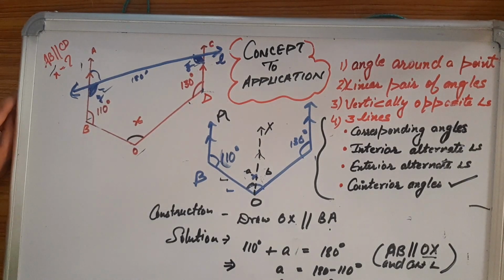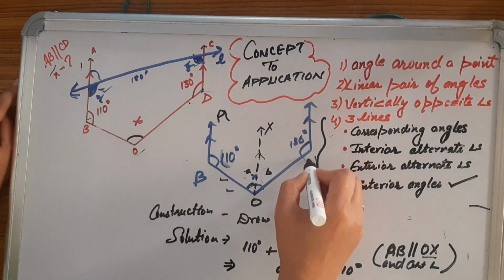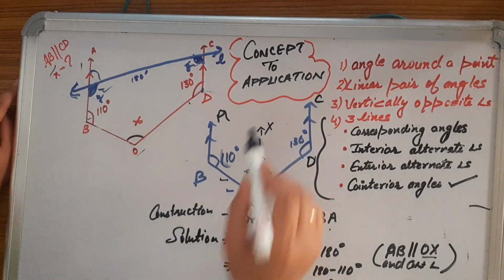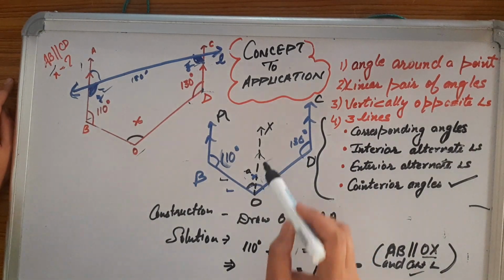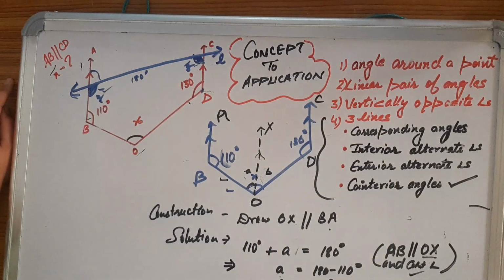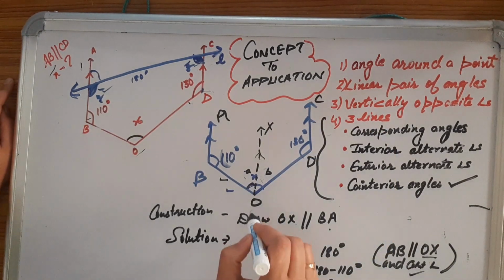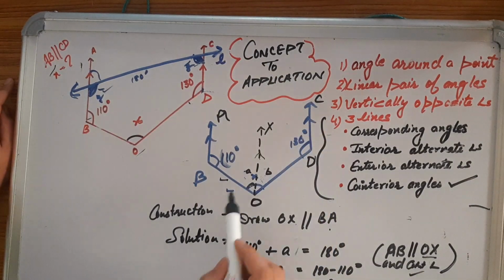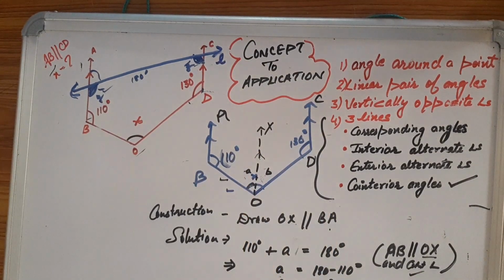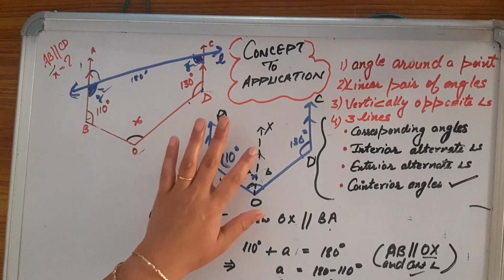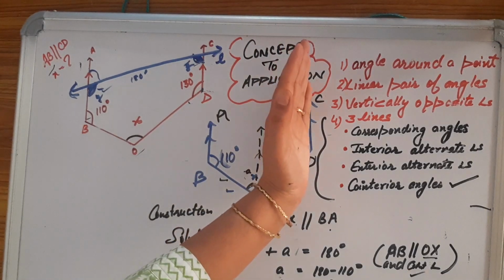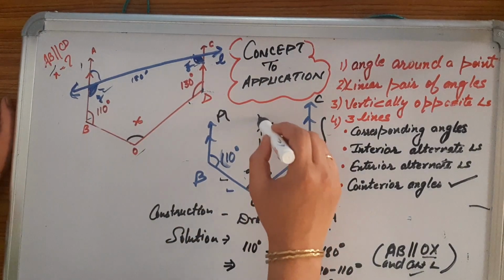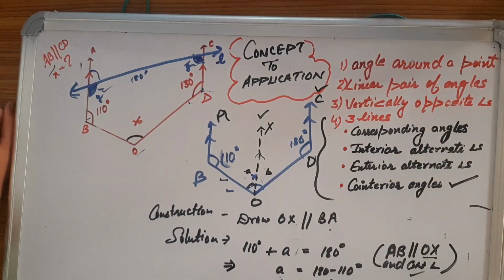But now, when you write 130 plus B equals 180 degrees, what reason will you give here? Because they are co-interior, that's perfect. But is OX parallel to DC? It wasn't given. You say, ma'am, as per construction, this is parallel to this. No, you constructed this parallel to this. How would you have constructed it? To construct this parallel to this, you must have focused here. So how can you say that?